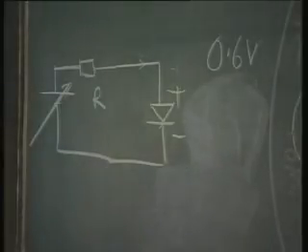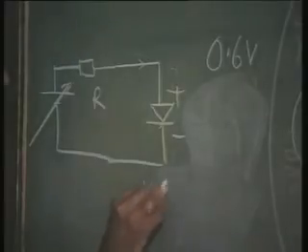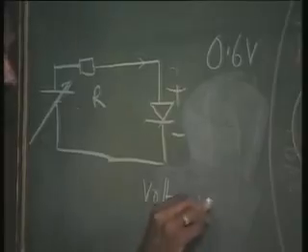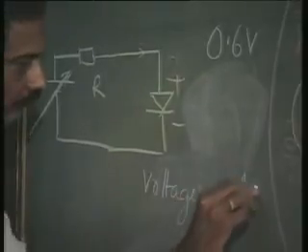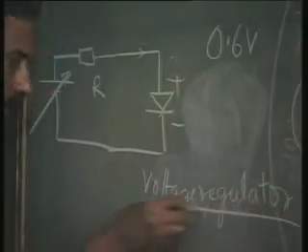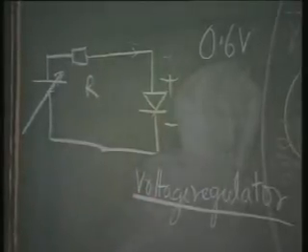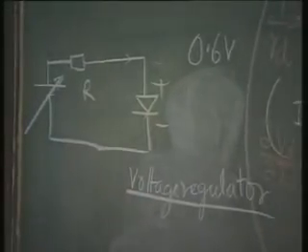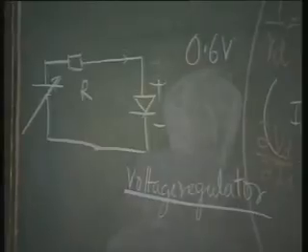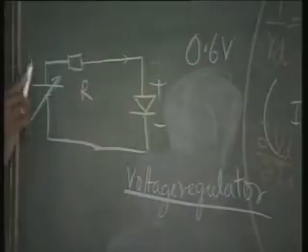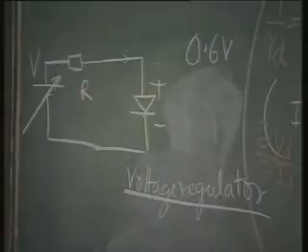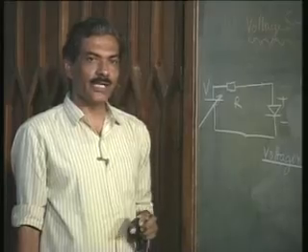around 0.6. So, this is called a voltage regulator, an important application of a diode. Suppose I want to regulate the voltage at a constant value irrespective of the change in voltage here, V, then I can use this diode. You might say that 0.6 volts is too small. So, what should I do?